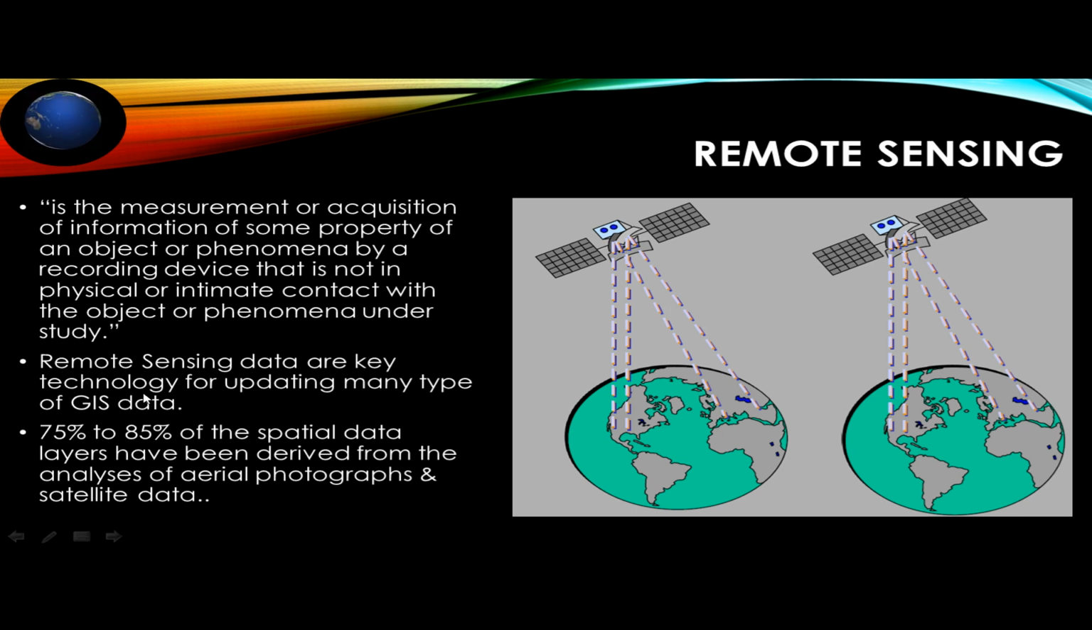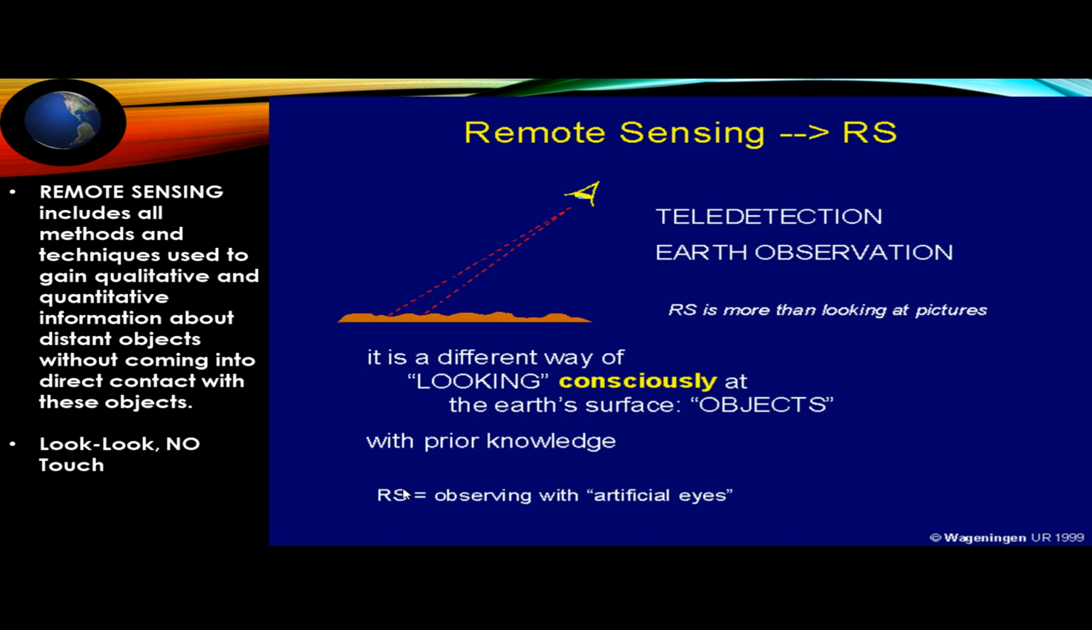Remote sensing data are the key technology for updating many types of GIS data. About 75 to 85% of spatial data layers have been derived from analysis of aerial photographs and satellite data from remote sensing. So first we should know what remote sensing is. RS, from now onwards I will say RS, means remote sensing. It is teledetection, which means earth observation from afar through satellite.